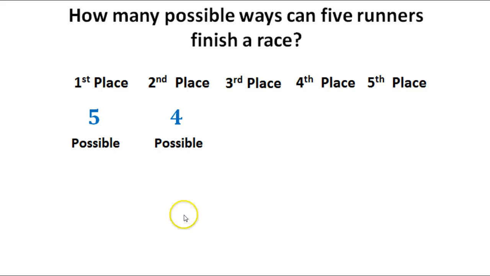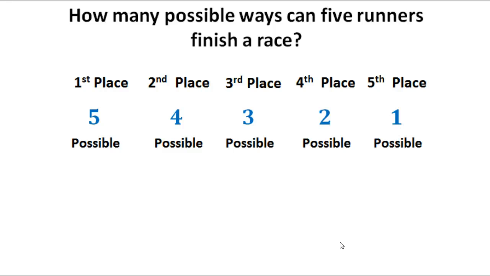And then we're going to follow this trend on down. In 3rd place, we're not going to have 5 either. We already have 1 here and 1 here. That only leaves 3 more runners left to choose from. So we have 3 possible different ways we can have a 3rd place finisher, 2 possible 4th, and 1 possible 5th place. There's only 1 person left.